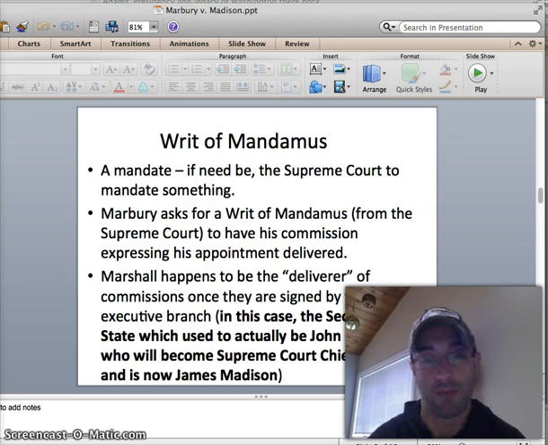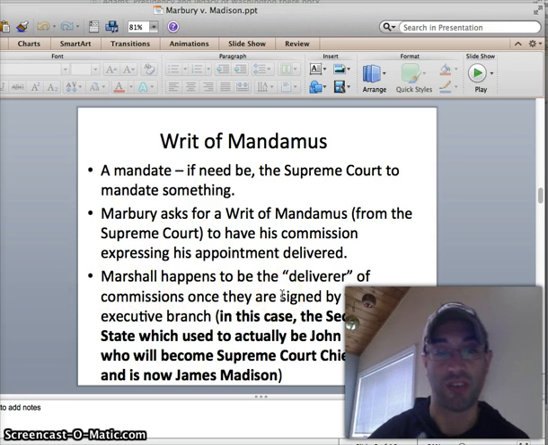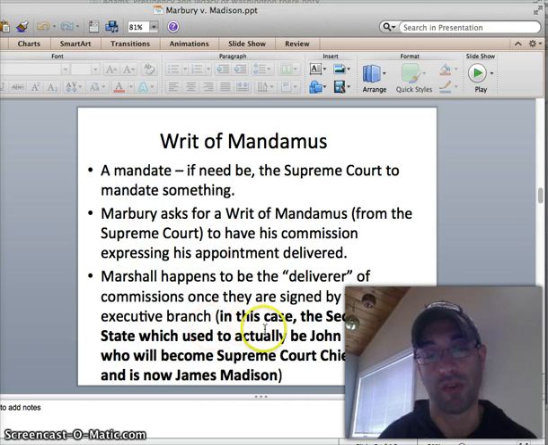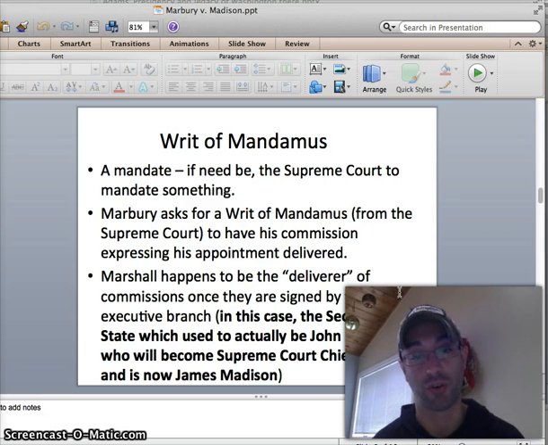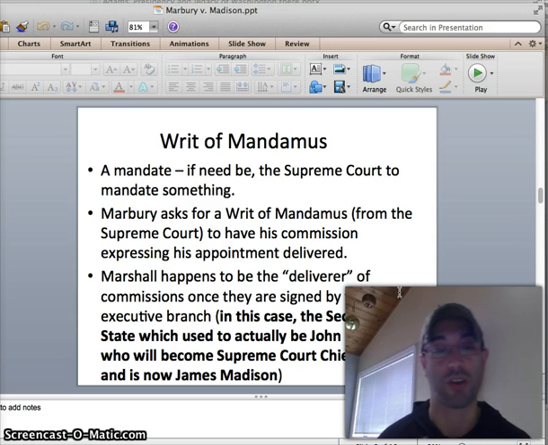So we're in a tough spot. We're in a really tough spot because remember, it's Marshall that actually has to deliver these things once they're sealed by the Secretary of State. I just bolded this out because sometimes students get confused over some of the semantics here, and that Secretary of State actually used to be John Marshall, but now he's Supreme Court Chief Justice. New Secretary of State is James Madison. I just bolded it out because sometimes it becomes a little confusing for people.